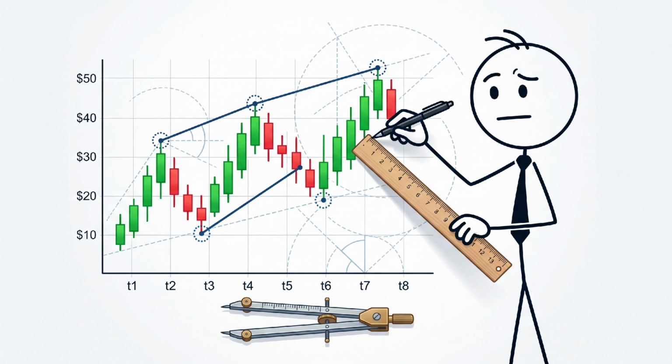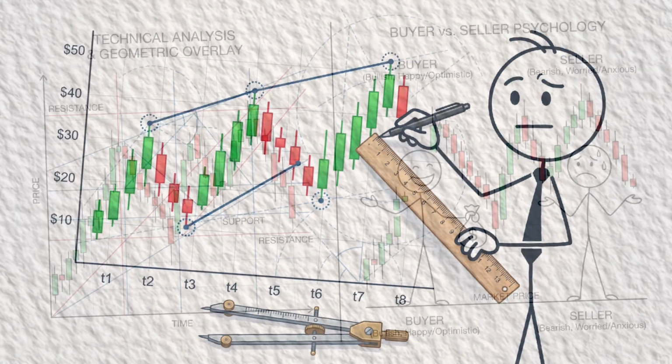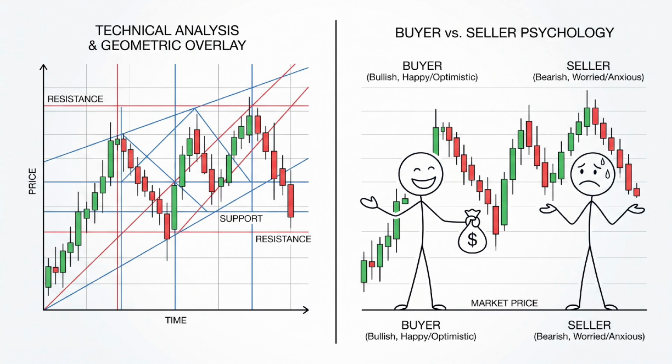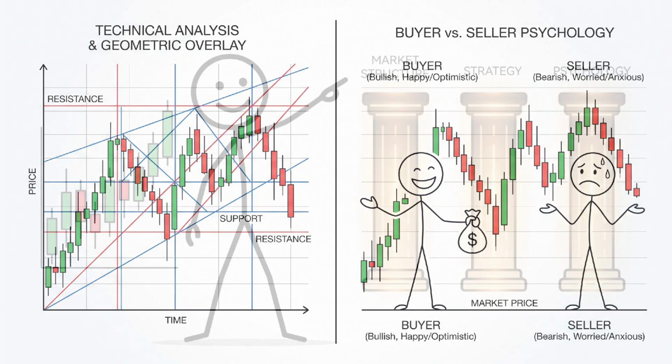Draw a line, connect the dots, wait for the breakout. But that's not what Charles Dow actually observed 130 years ago. He wasn't drawing lines. He was reading psychology. Who's buying, who's selling, and why. That one distinction, geometry versus psychology, is the reason most traders fail with this theory.